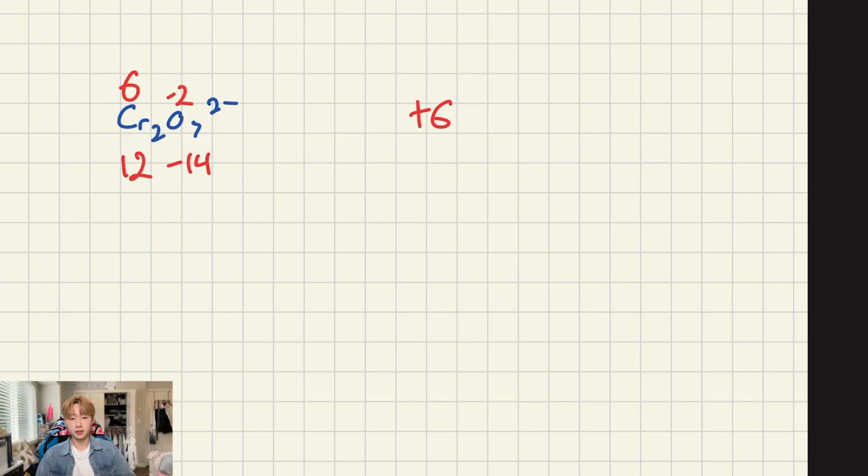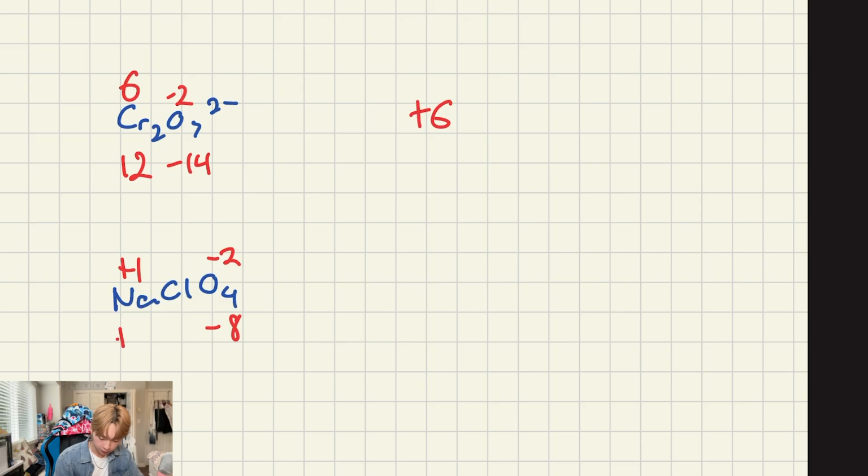Basically, you're just adding and subtracting numbers to make it equal to the charge of the entire compound. Let's look at another example. NaClO4, and we want to find our Cl oxidation number. We start with what we do know. We know that our oxygen is -2. That's going to contribute to -8. And we know that Na plus is going to be +1 too. So we'll put +1 down here.